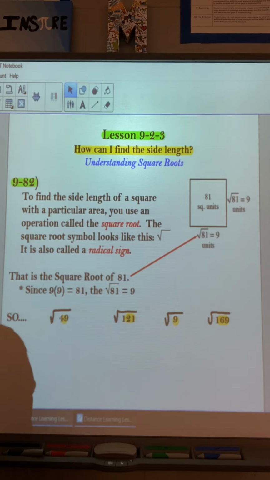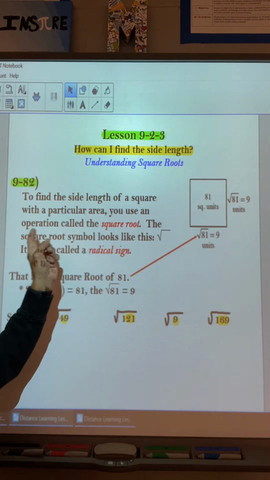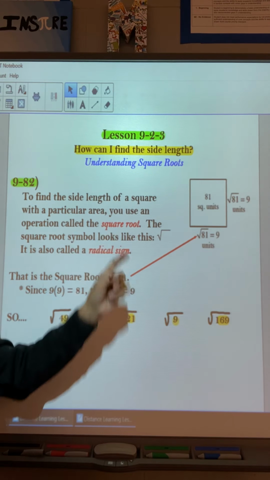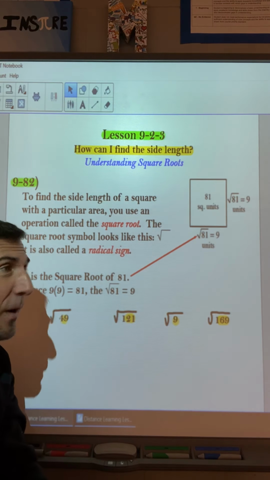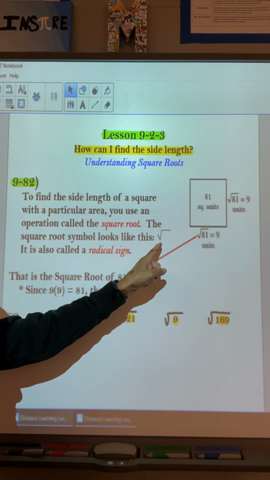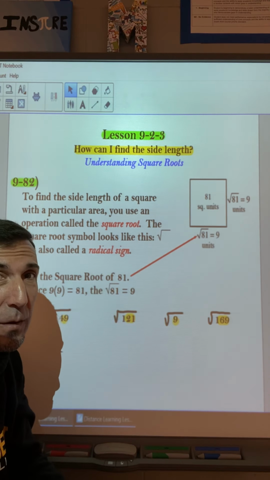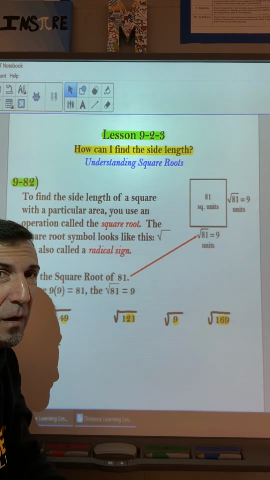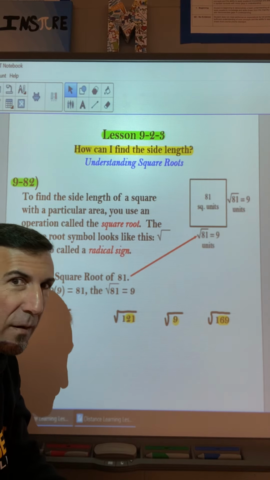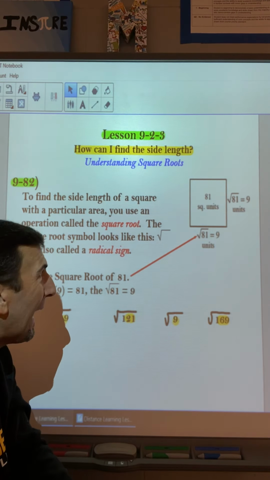Okay, now let's put this to work. So if we want to find the side length of a square with a particular area, we use the operation called the square root. So this is where our square roots are coming in. The square root symbol looks like this. It's also called a radical sign. So when you get up into higher math, they're going to ask you, what's under the radical sign. And the number that's under there is the radicand.